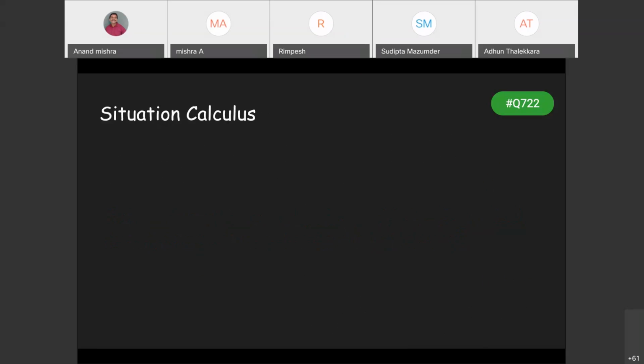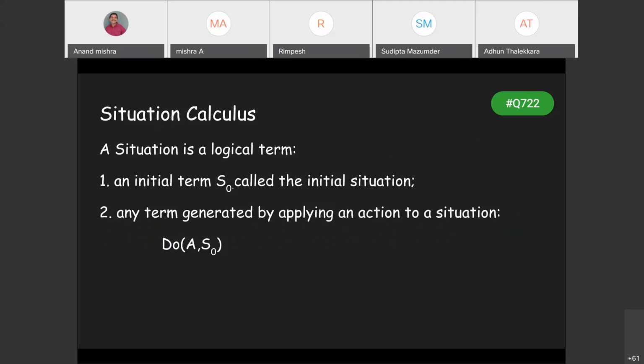Okay. So, we'll see situation calculus. Situation calculus deals with things mostly through logic. A situation is a logical term, and the initial term is called the initial situation. The initial situation is where all things are set in the environment, and the robot or agent is at a certain position. Everything, every position, you know. So the initial state is that.